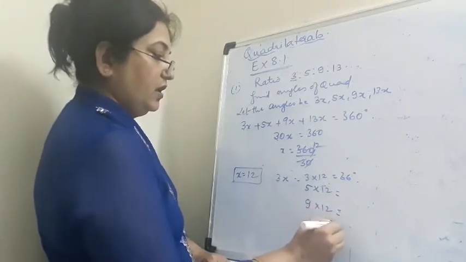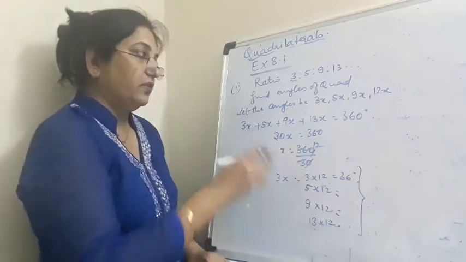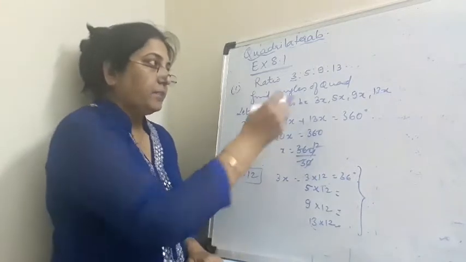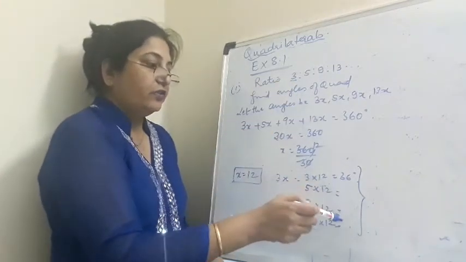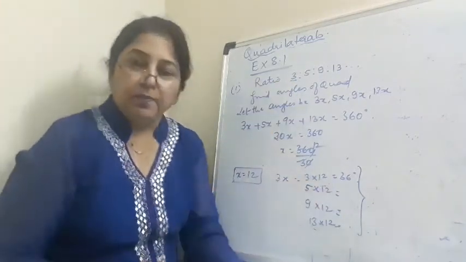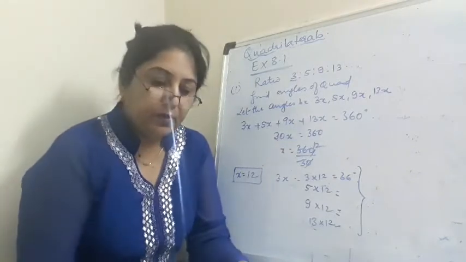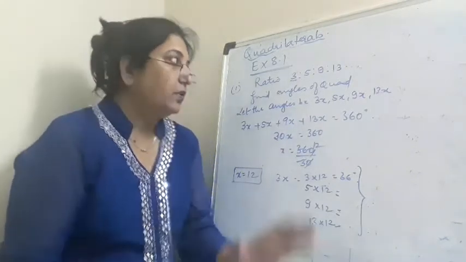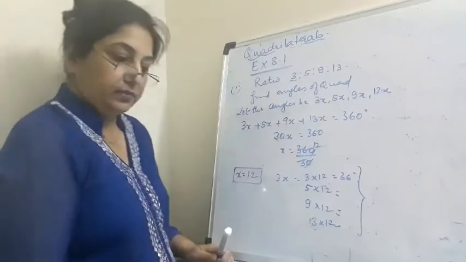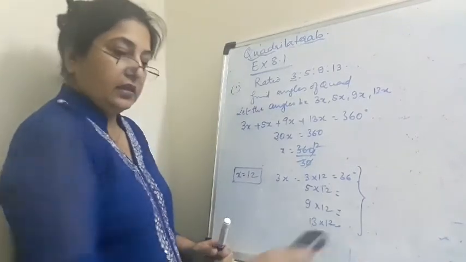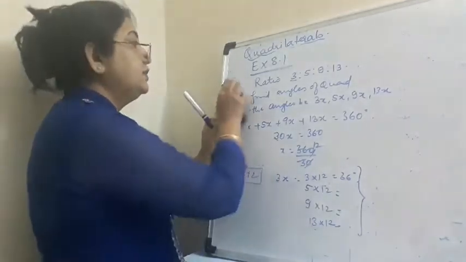into 12. So these are the four angles of the given quadrilateral, and you can check when you add the four angles, the sum should be how much? It should be 360 degrees. Okay, so this completes your question number 1 from exercise 8.1. Next, I'm rubbing this, easy to understand.